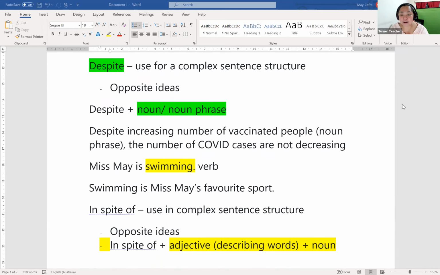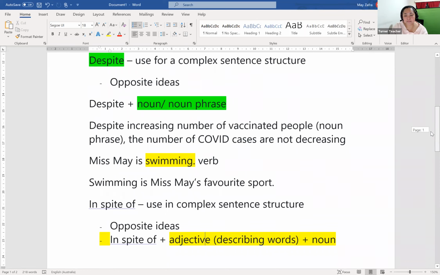Despite the funds not being available, the research is still ongoing. Yes, that's correct. Or maybe rather than saying not being available, you may want to say despite the lack of funds. Or despite the unavailability of funds. Yeah, this is a correct structure. Okay, let's wait for the others to come up with their sentences.